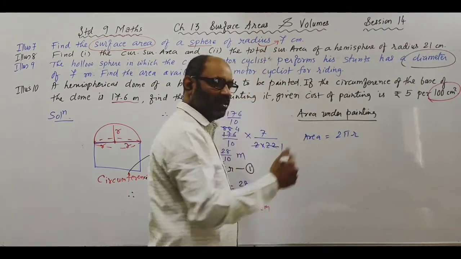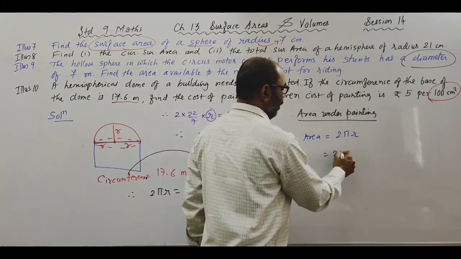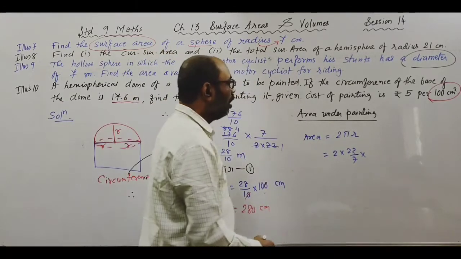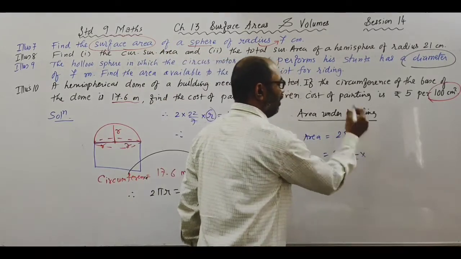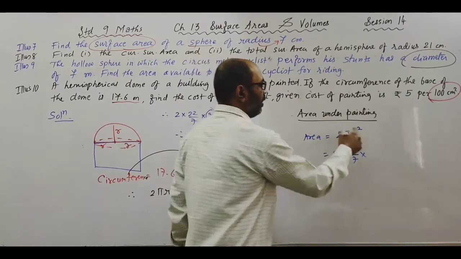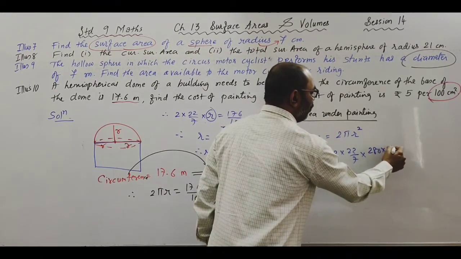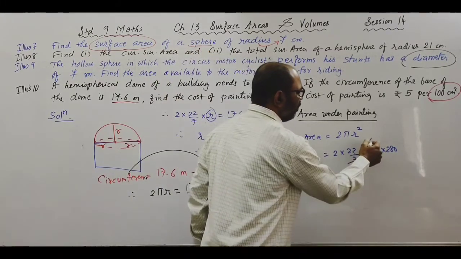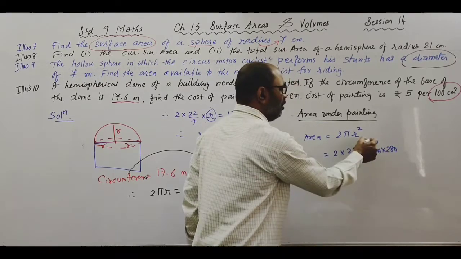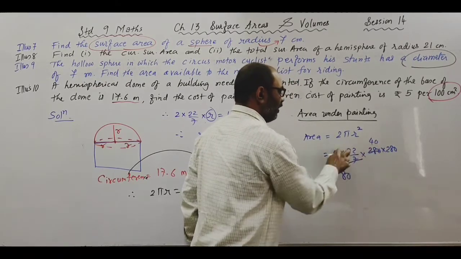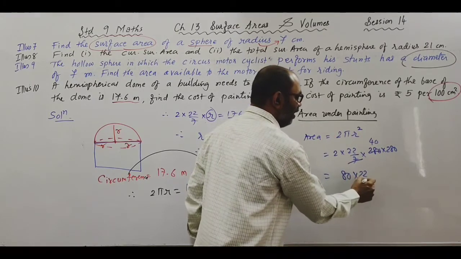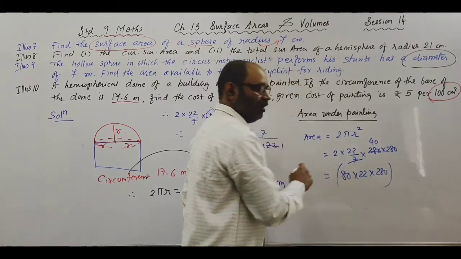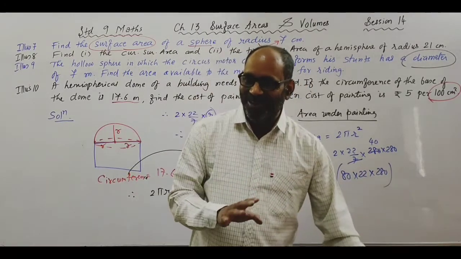2 pi r squared, since it is a hemispherical dome. That is equal to 2 into 22 upon 7 into radius squared, which is 280 multiplied by 280. Sorry, I didn't put square here. Yes, it has to be square. The 7 cancels: 7 4s are 28, and 0s. So 80 multiplied by 22 multiplied by 280. This is not my final answer, so I'm going to leave it like that only.